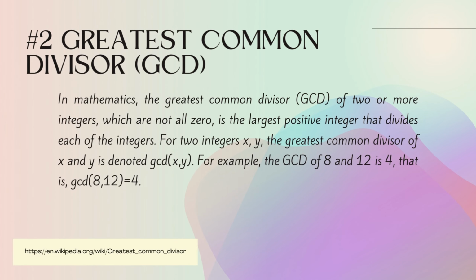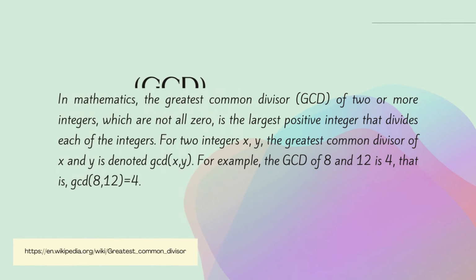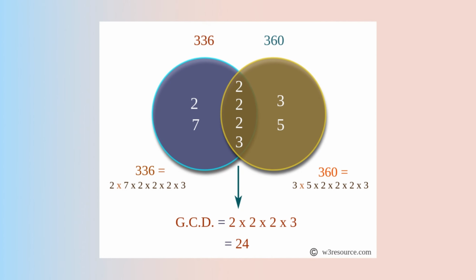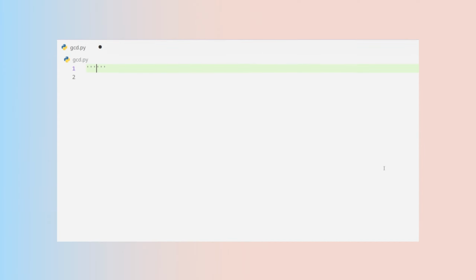The next task is greatest common divisor. In mathematics, the greatest common divisor, GCD, of 2 or more integers, which are not all 0, is the largest positive integer that divides each of the integers. For 2 integers x and y, the greatest common divisor of x and y is denoted. For example, the GCD of 8 and 12 is 4. Let's look at the solution.